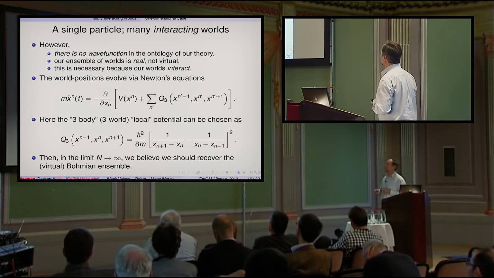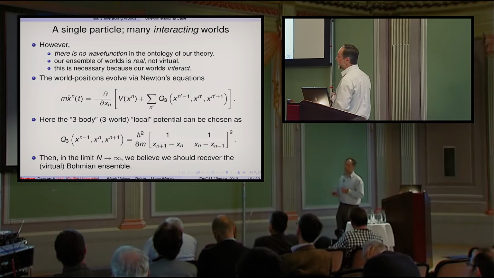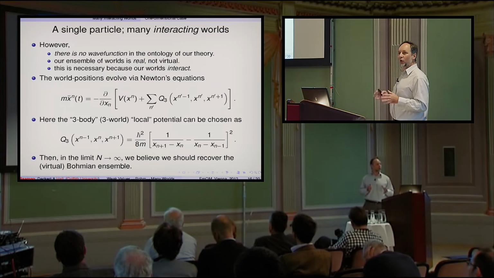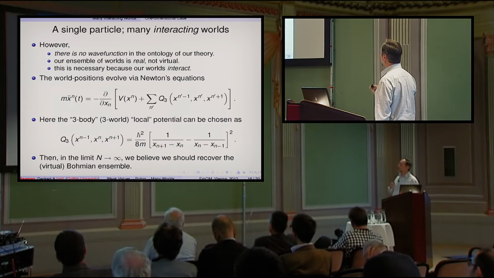There is no wave function in the ontology of our theory. Our ensemble of worlds is a real ensemble, not a virtual ensemble, and it's necessary that they all be real because we're going to postulate that those worlds interact.